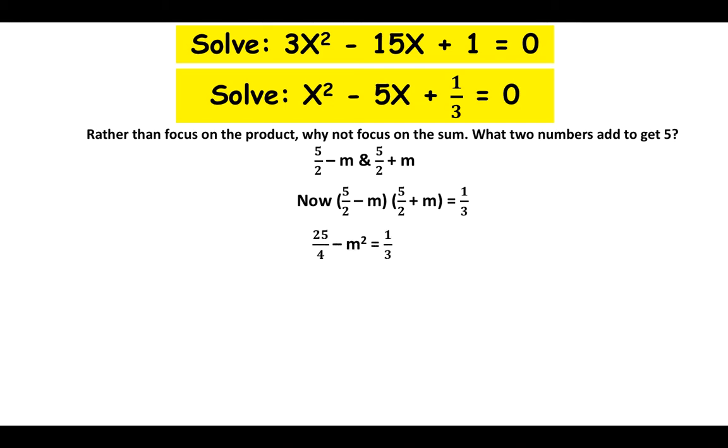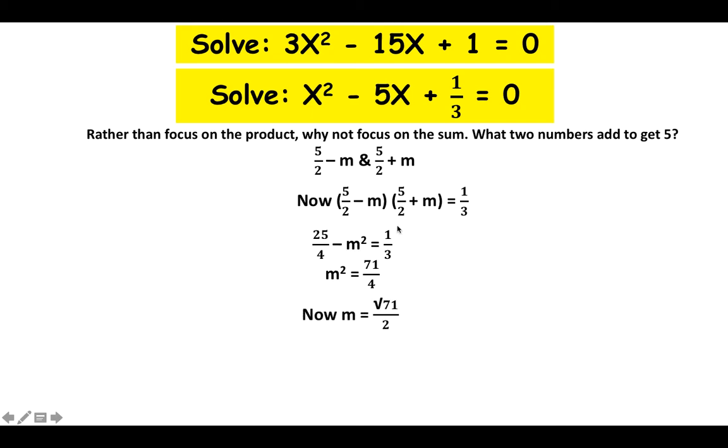Expanding, 25 over 4 minus m squared is 1 over 3. Then we know that if we subtract 1/3 from 25 over 4, we get 71 over 4. Now, I have a very simple method to do this. I can do 25 multiplied by 3 and 4 times 1, and I know that 75 take away 4 is 71. But you can use a calculator if you want to, or you can just set up fractions to do it. That part is a matter of competence.